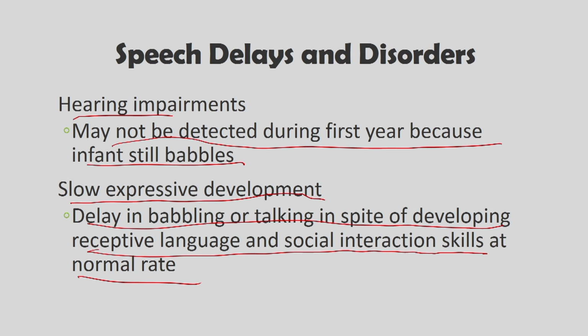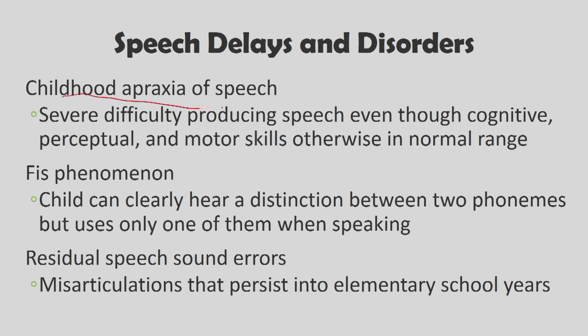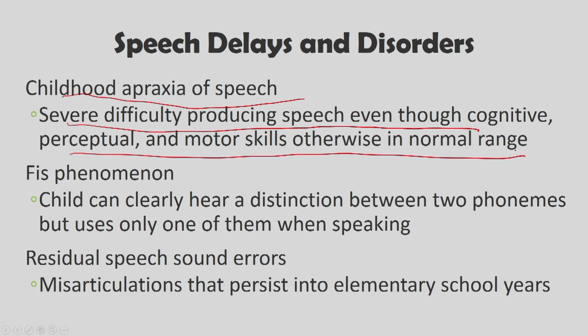It can also happen due to childhood apraxia of speech, in which children experience severe difficulty in producing speech in spite of normal cognitive, perceptual and motor skills. So, it could happen due to slow expressive development, or due to childhood apraxia of speech. Now, children also mispronounce certain phonemes and can hear two phonemes but use only one.